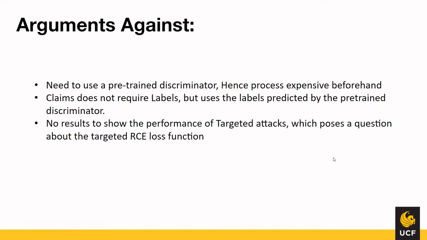Something that's interesting as well is that they mention the targeted loss for the relativistic loss, but they don't show any empirical results using the RCE targeted loss. So this questions the very equation itself, the loss equation.